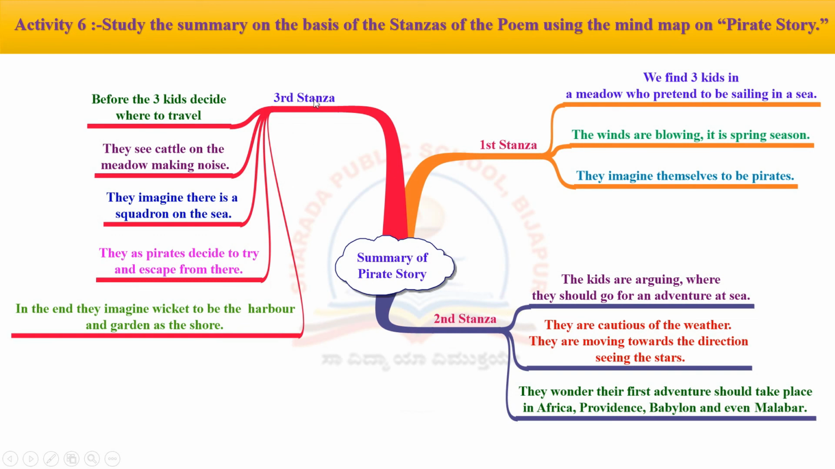Third stanza. Before the three kids decide where to travel, they see cattle on the meadow making noise. They imagine there is a squadron on the sea. They, as pirates, decide to try and escape from there. In the end, they imagine the wicket to be the harbor and the garden as the shore.